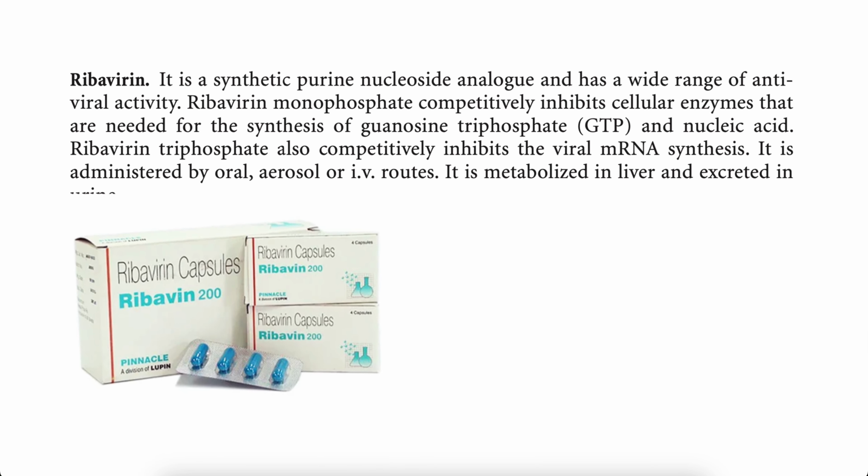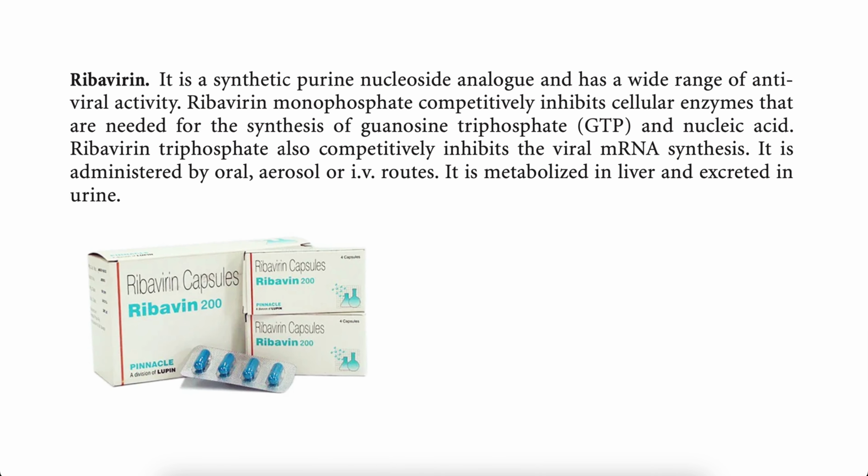Ribavirin. It is a synthetic purine nucleoside analog that has a wide range of antiviral activity. Ribavirin monophosphate competitively inhibits cellular enzymes that are needed for synthesis of guanosine triphosphate and nucleic acid. Ribavirin triphosphate also competitively inhibits the viral mRNA synthesis. It is administered by oral, aerosol or intravenous route. It is metabolized in the liver and excreted in urine.